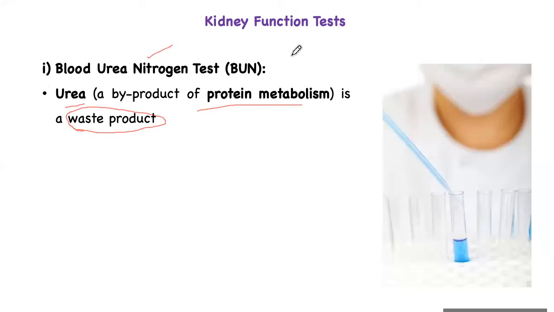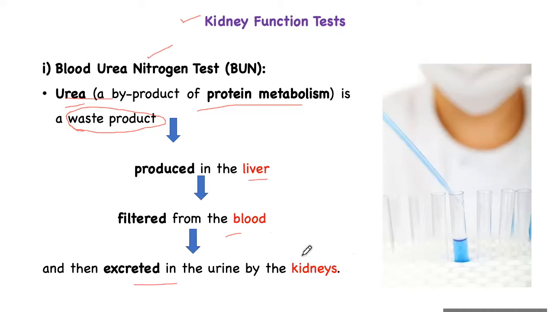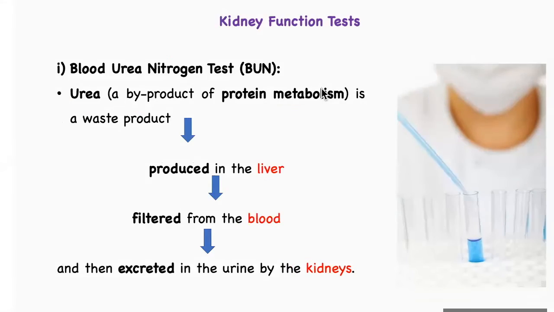And if there is abnormal kidney function, in that case, the level of urea is increased because it is not excreted into the urine. It is accumulated in the blood. And that is the reason why the level of urea is increased. So in the case of BUN, the urea is produced in the liver, and it is filtered from the blood, and it is excreted in the urine by the kidney. So any dysfunction of the kidney will increase the level of blood urea nitrogen. Okay, so that is the main significance of this test.